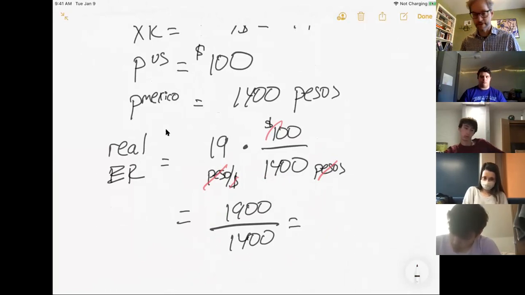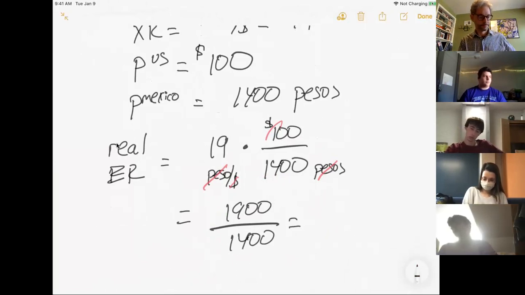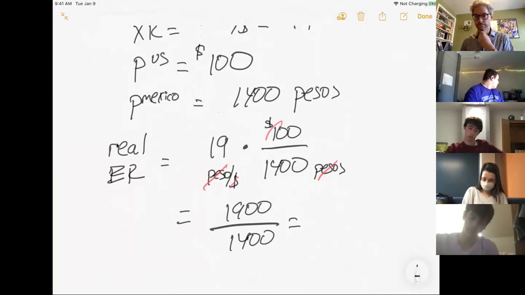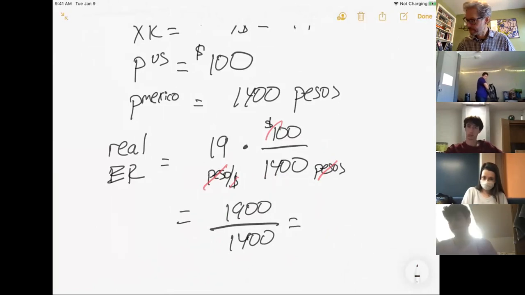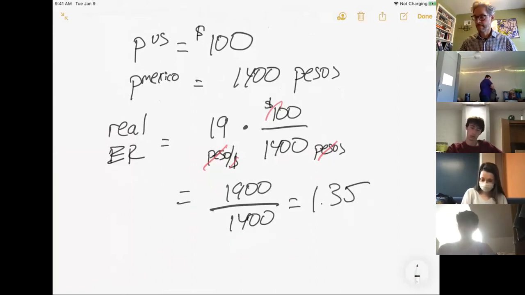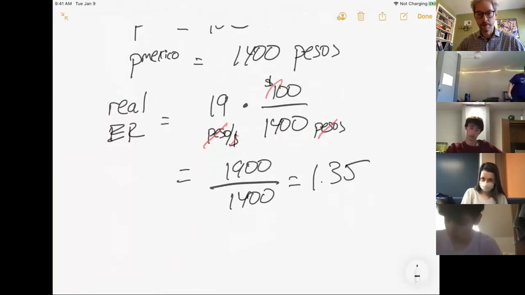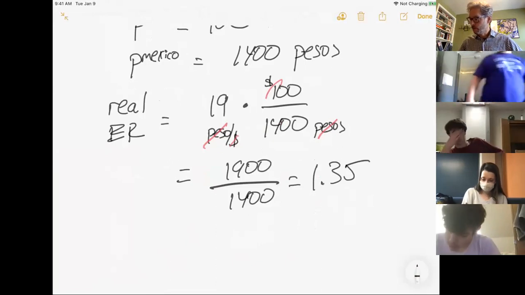I don't have my calculator on me. Anybody got a calculator there? 19 divided by 1.35. 1.35, that sounds right. Okay, 1.35. What does this mean?